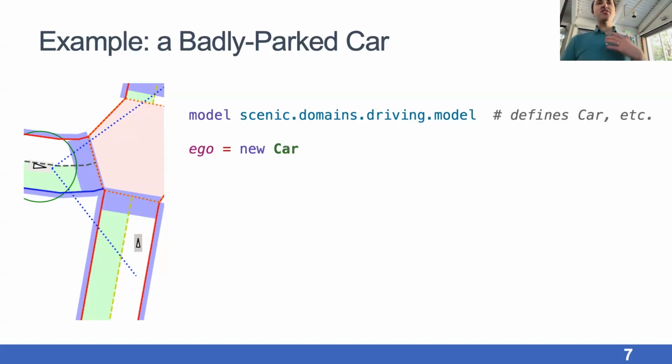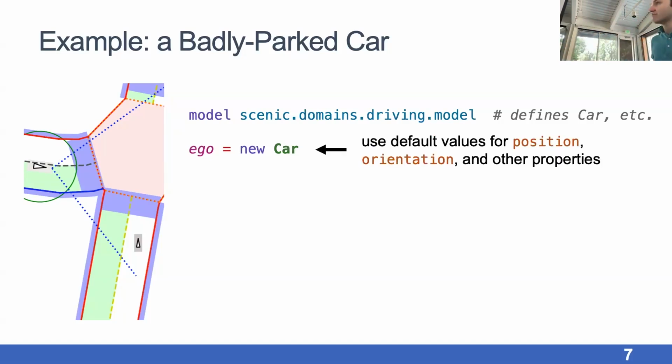And notice here that we are not saying anything about this car, like where it is, what color it is, etc. So Scenic is going to use the default values for all of those properties, position, orientation, etc., that are defined in the car class. So in particular, the car class defines the position of a car by default to be uniformly at random over the road surface. So it has probability 0 of being on a sidewalk or inside a building, for example, but it can be anywhere on the road. And that's a reasonable default, but you can override that if you want, as we'll see later.